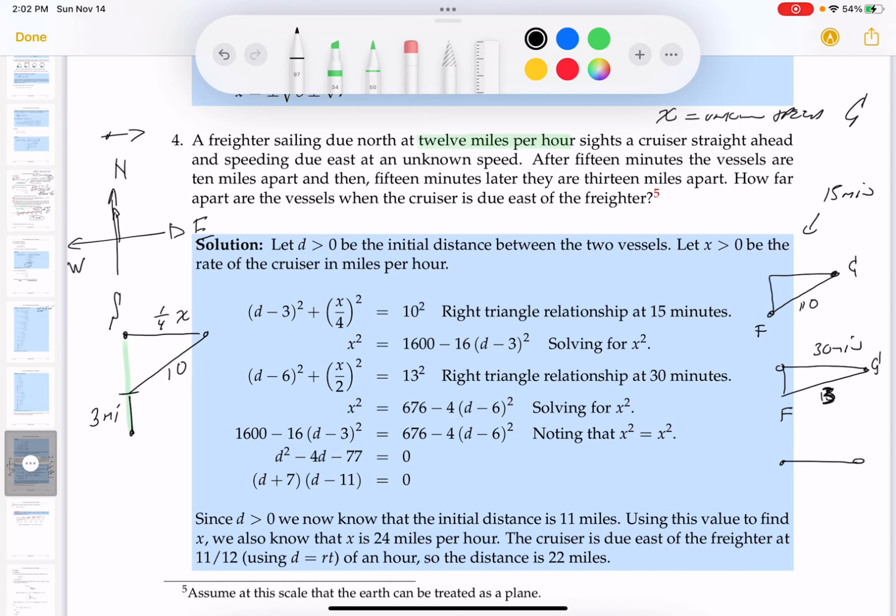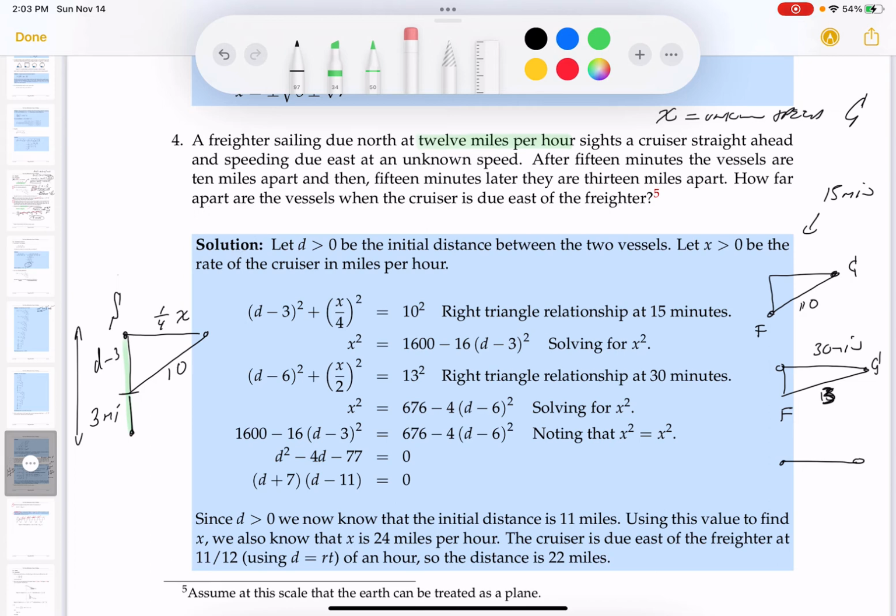All right? And I'm going to call the total distance over here just d. And this is going to be d minus 3 now. All right? Now that's Pythagorean theorem. I'm going to start to erase all the other stuff I don't need anymore. I don't need this diagram anymore.